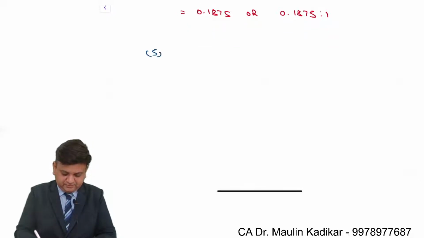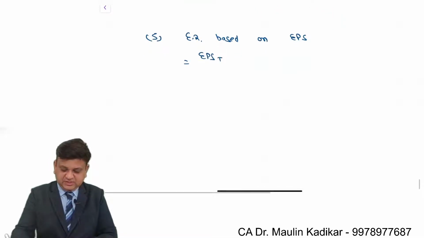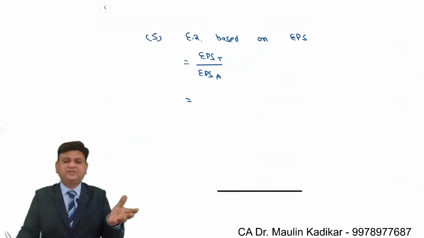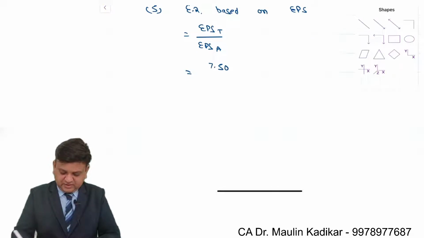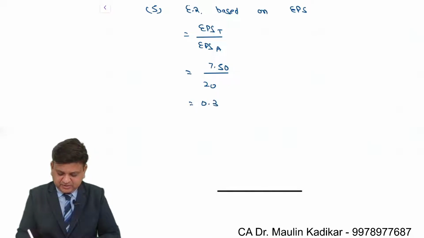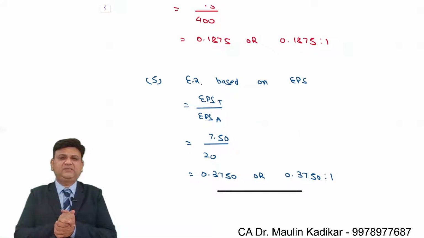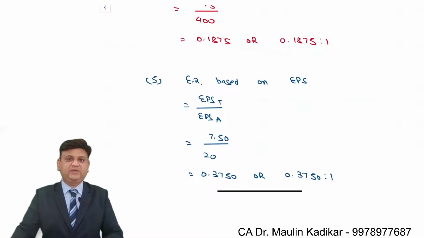Write down the answer for the fifth part. Exchange ratio based on earning per share is earning per share of the target company divided by earning per share of the acquiring company. So whenever this kind of general question is asked, you have to use the EPS of both the companies before merger for making the calculation. 7 rupees 50 paise upon 20 rupees. So the answer would be 0.3750. Many times it is presented by the institute as 0.3750 is to 1. It means that for every 1 share of the target company, this is the number of shares of the acquiring company that will be issued.